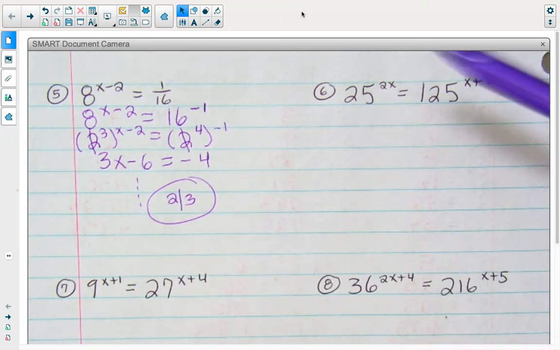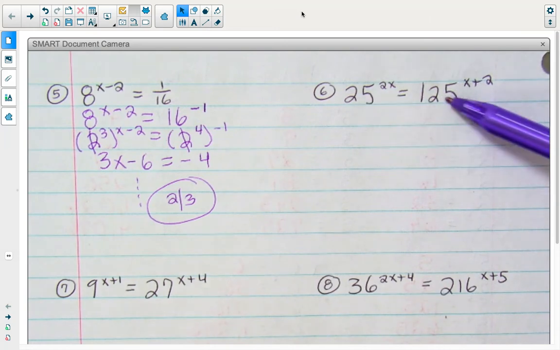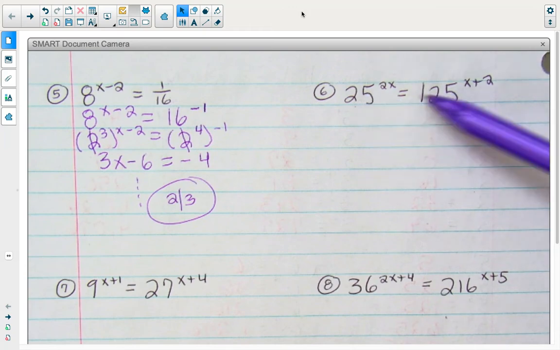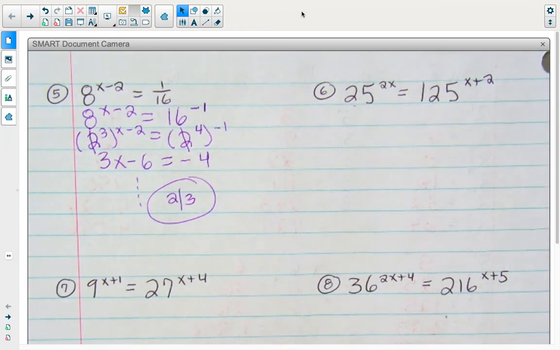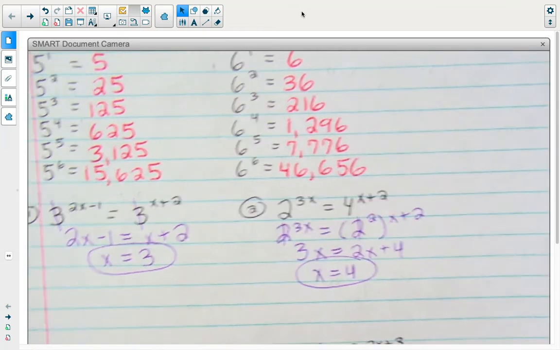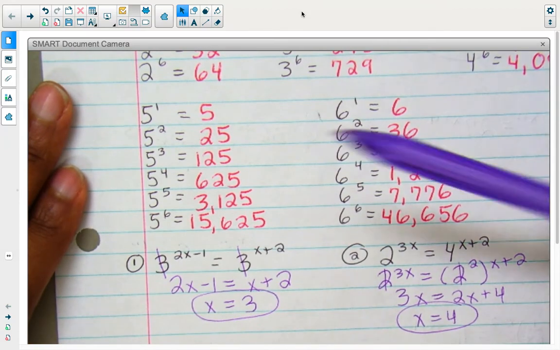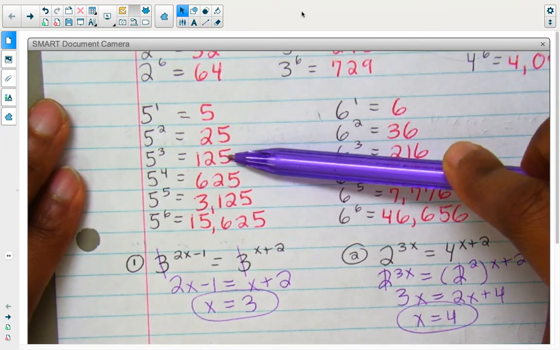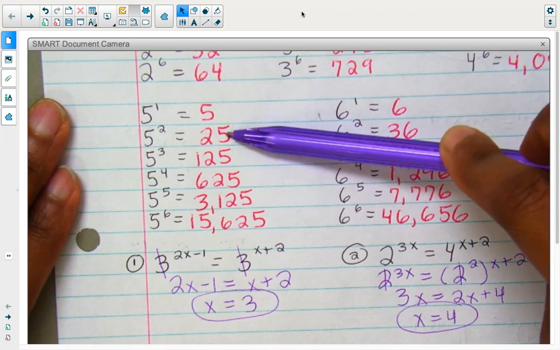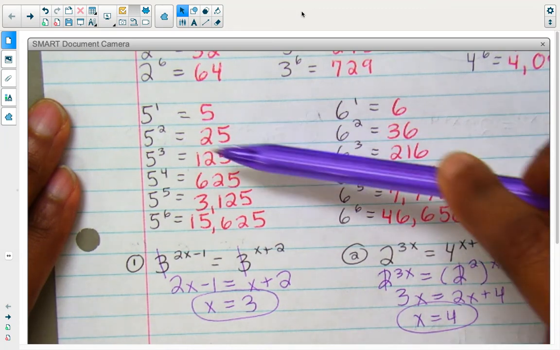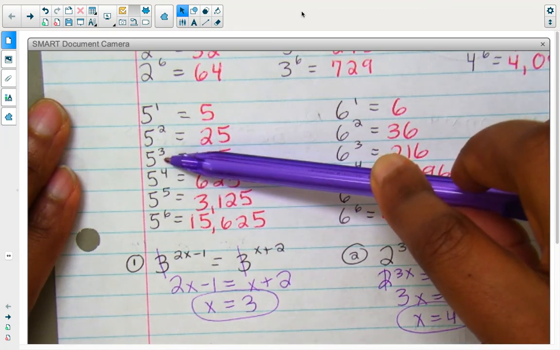Number 6. I see a 25 and I see 125. Again, look on your chart and see where I see a 25 and 125. Or you might already know that this is going to be a 5 problem, but if not, here I see 25 and 125. 25 can be changed to 5 squared. 125 can be changed to 5 to the thirds.